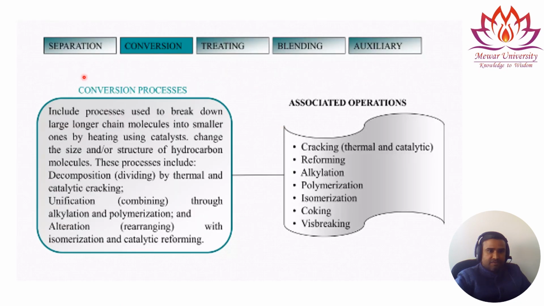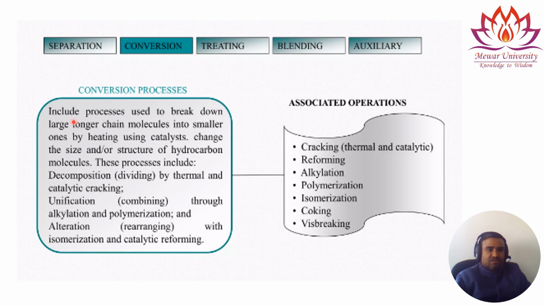The next step of the separation process is conversion. Conversion includes the process used to break down the longer chain molecules into smaller ones by heating using a catalyst. After the distillation, the petroleum product contains larger chains of molecules. So these molecules are further broken by the application of heat or the application of a catalyst to change the size and structure of the hydrocarbon molecules.